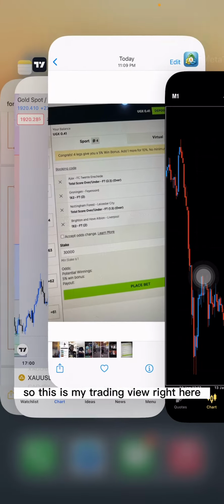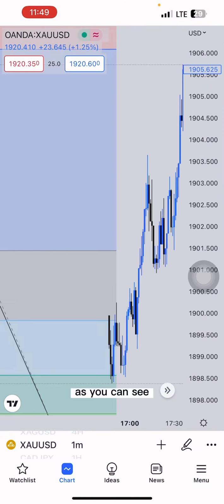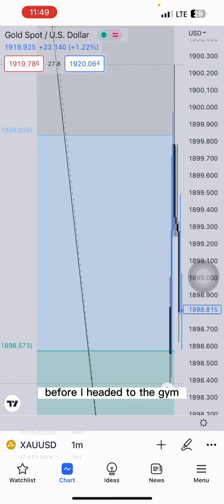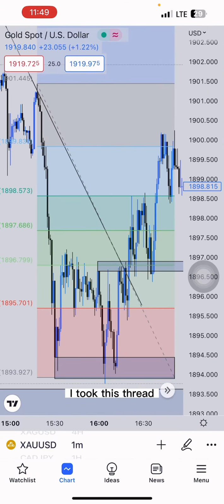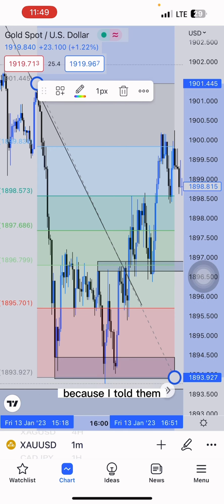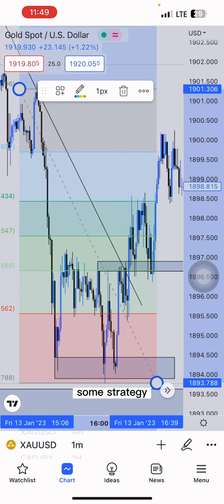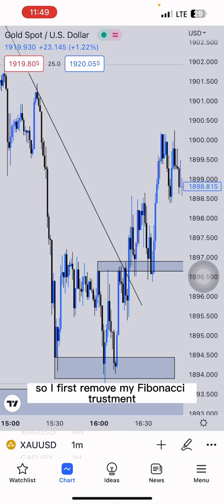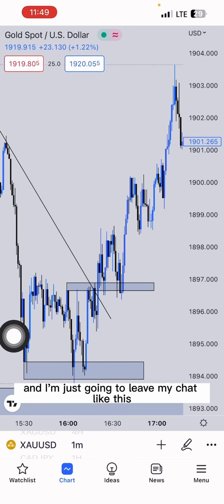So this is my TradingView right here, as you can see. I took this trade before I headed to the gym. I was even teaching someone how we scalp. I told them, look, I'm going to make this amount of money in just a short period of time. And then boom, I made that money. But again, this was off this same strategy. So I first moved my Fibonacci retracement, and I'm just going to leave my chart like this.